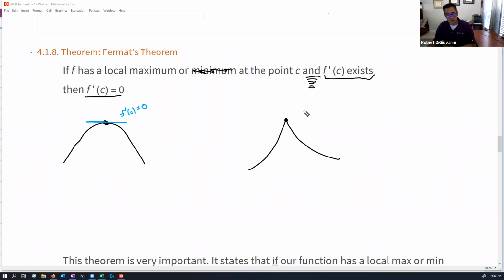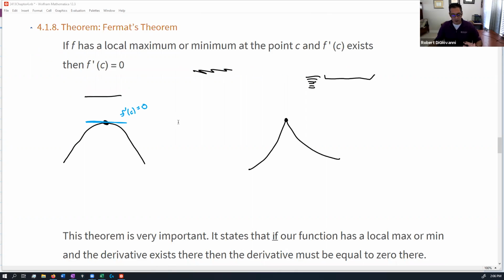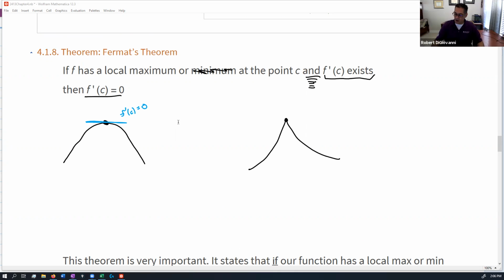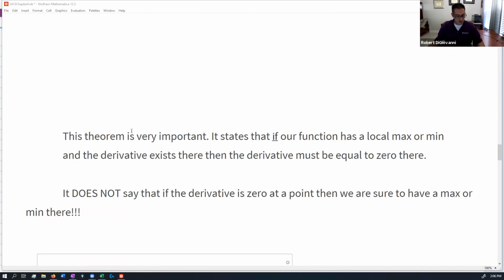Now, does the derivative exist at this point? No. Theorem's out the door. Y'all understand? If the derivative exists here, though, we can guarantee it's 0. So this theorem is interesting, but it actually makes things confusing for students. So we're going to just kind of gloss over that and be like, okay, it's great. I can put it here. This theorem is very important.